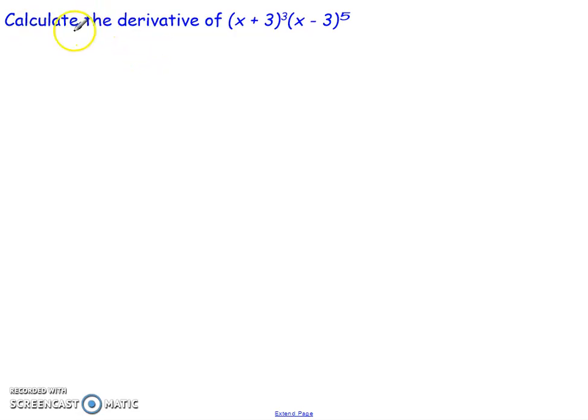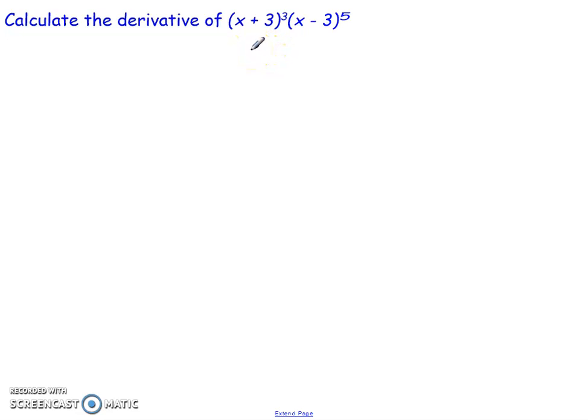Second example for you. Let's calculate the derivative of (x + 3)^3 times (x - 3)^5. Now, one way of doing this is multiplying out the brackets. We could very easily do that. We've done binomial expansions on 2 brackets before. But that takes a heck of a lot of steps to do. That'll take a lot more time than actually using the product rule to calculate the derivative of it. So let's just go ahead and use the product rule to calculate that derivative.